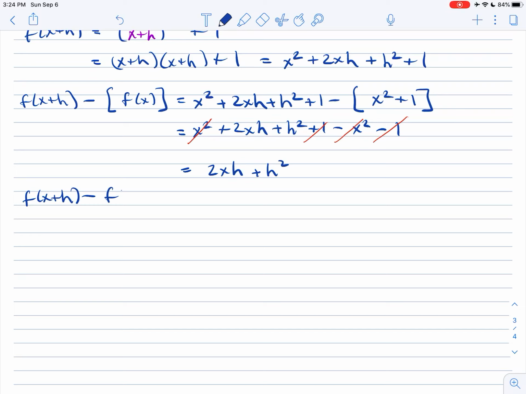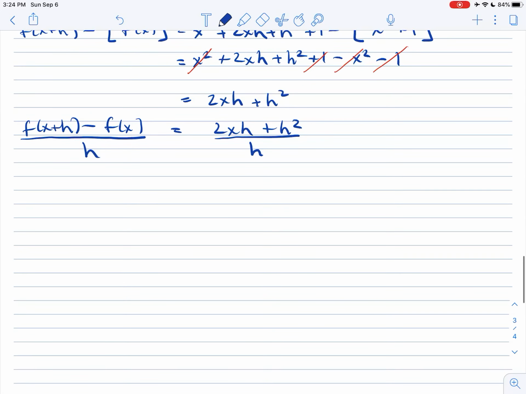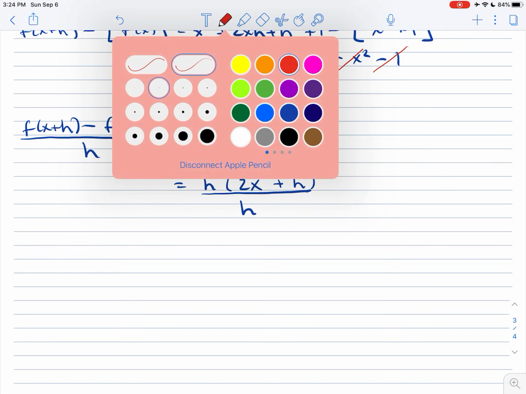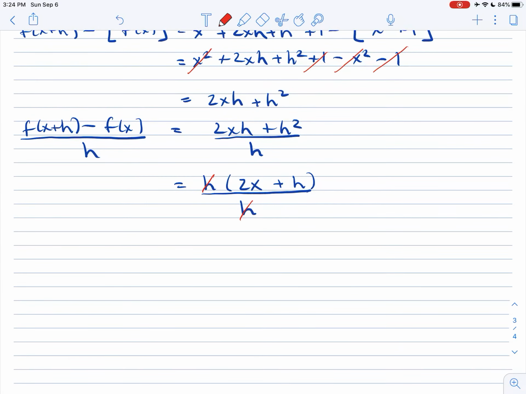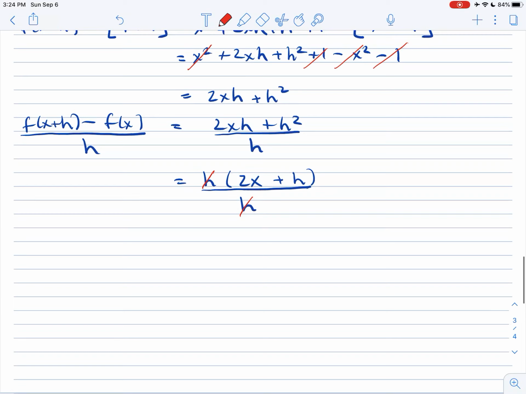So our next step is to divide by h. And then we'll divide both sides by h. And if we want to cancel our h, and that's our goal, we're going to factor out the h from the numerator expression. And so we'll be able to cancel common factors in the numerator and denominator. And finally, our difference quotient here will be 2x plus h.